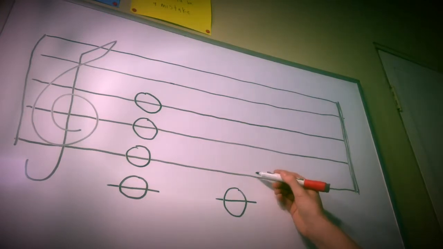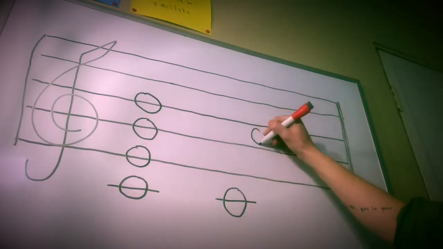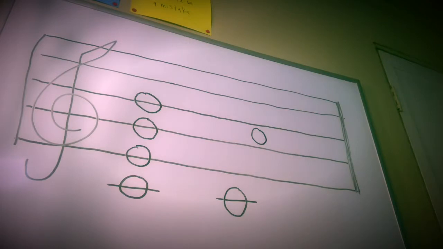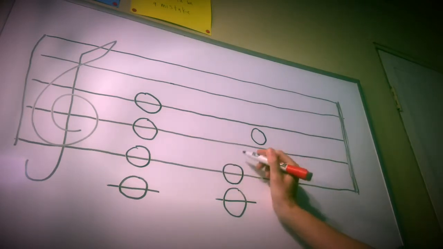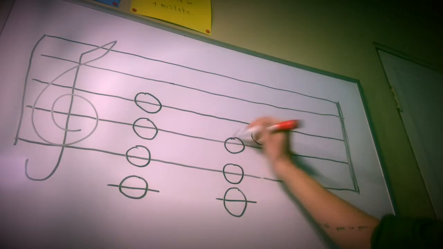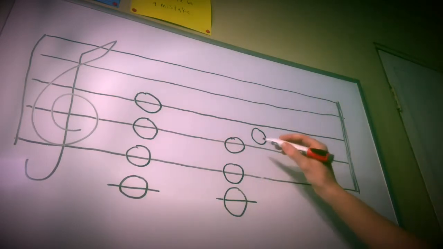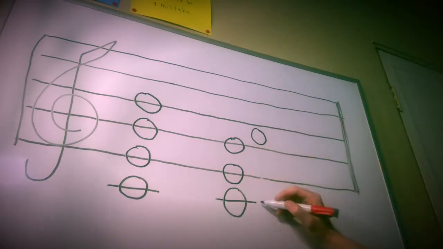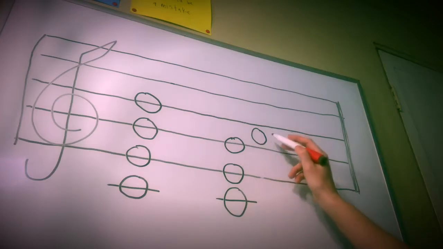Now let's find the 6th from C. 1, 2, 3, 4, 5, 6. If we fill in our C major triad between the root and the 6th, here we have root, 3rd, 5th, 6th.